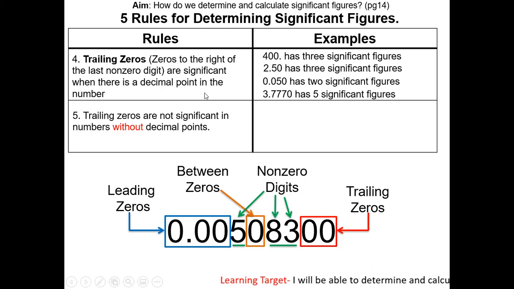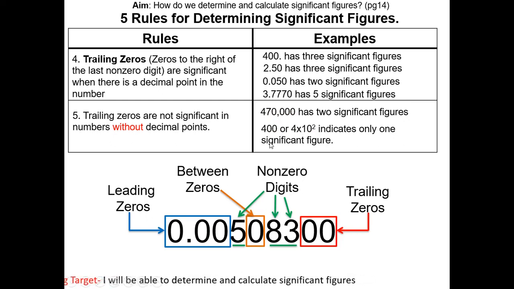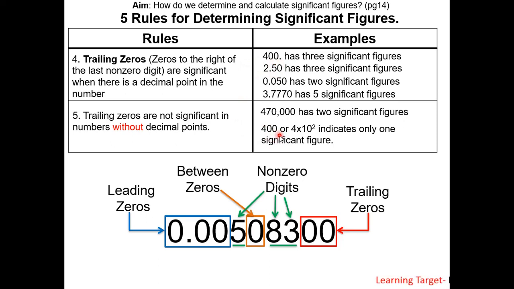The last rule, trailing zeros are not significant in numbers without decimal points. For example, 470000 has only 2 significant figures, right? These trailing zeros are not significant. If you compare this one with this one over here, this has 3, this one only has 1 without the decimal place, right? You can see it better if you write the scientific notation.